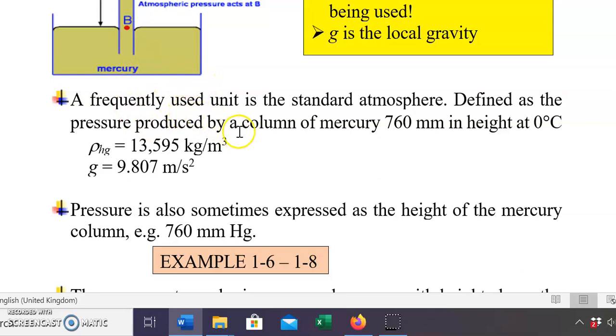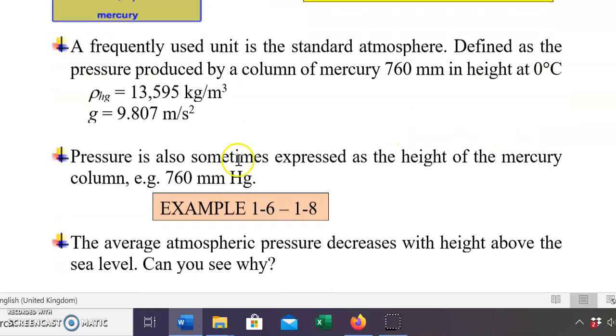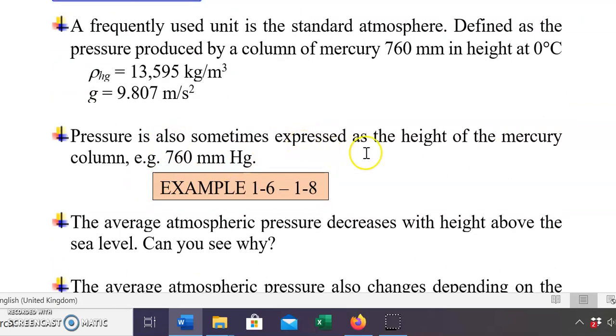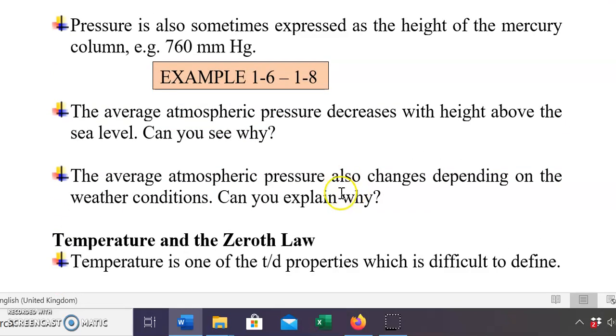Now, a frequently used unit is the standard atmosphere, defined as the pressure produced by a column of mercury 760 mm in height at 0 degrees C. Pressure is also sometimes expressed as the height of the mercury itself. You don't give it in kilopascal or bar, but as 760 mm Hg. Please proceed to example 1618 to see how the calculations are involved.